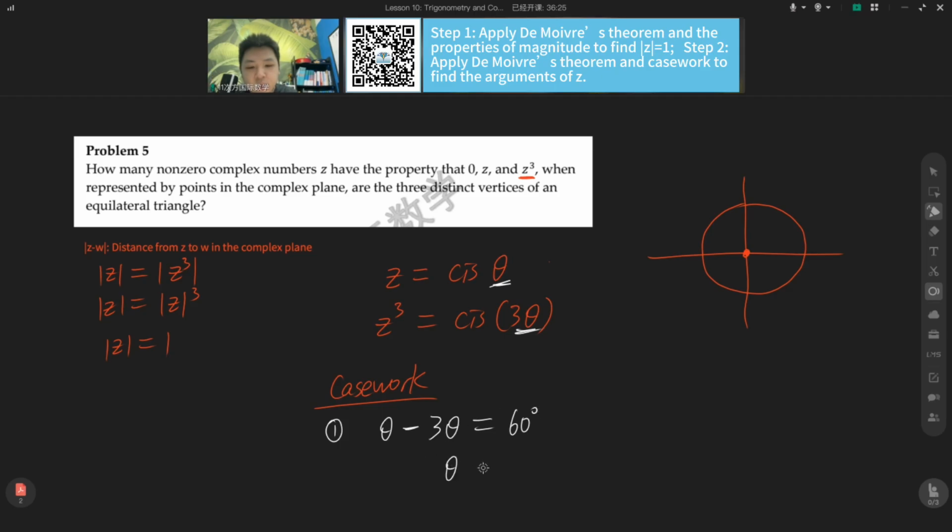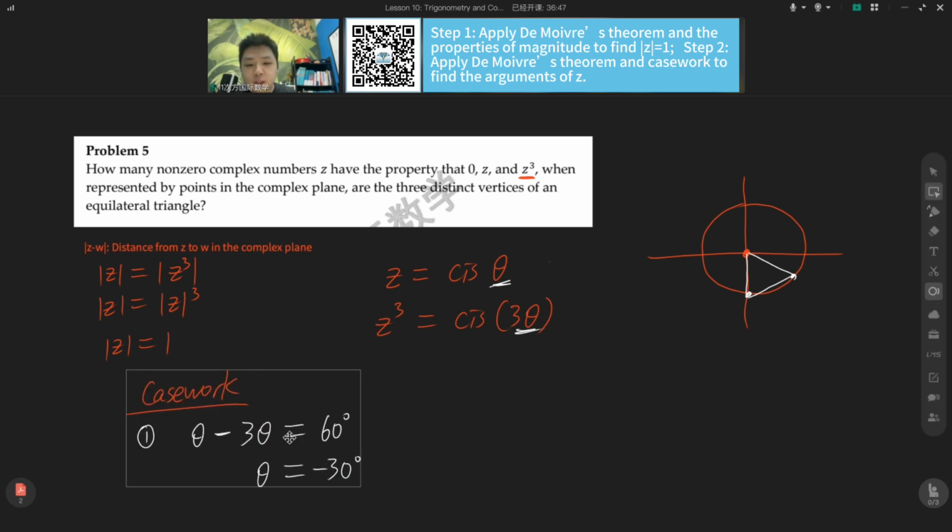In this case, theta is equal to negative, I think it's negative 30. Yeah, negative 30. So we do have one triangle right here. Negative 30 and negative 90 right here. That's one. That's one case.